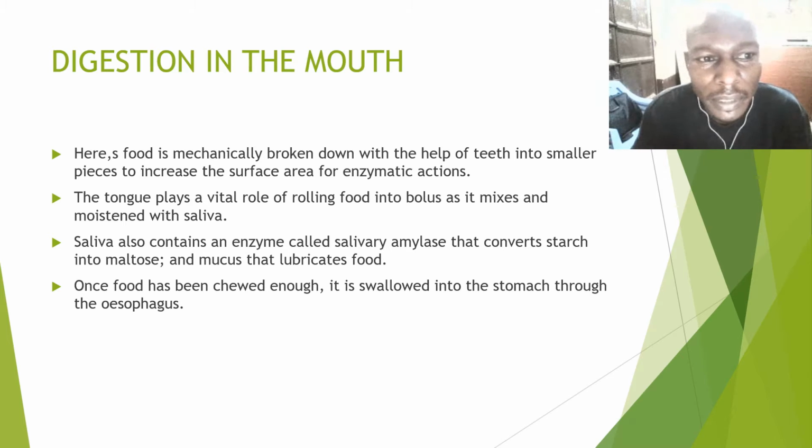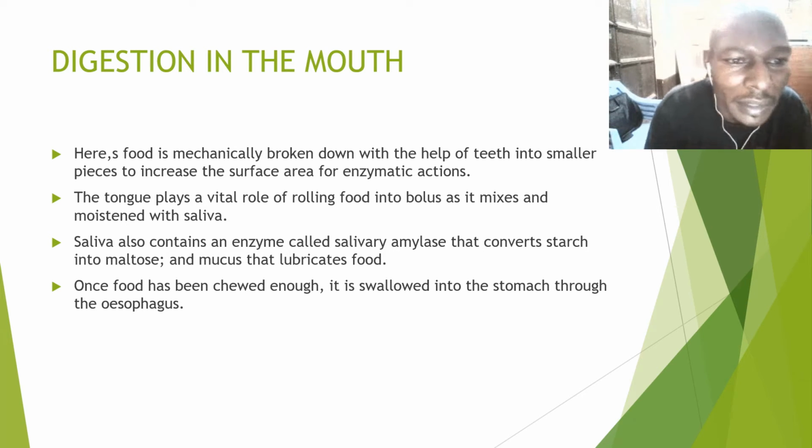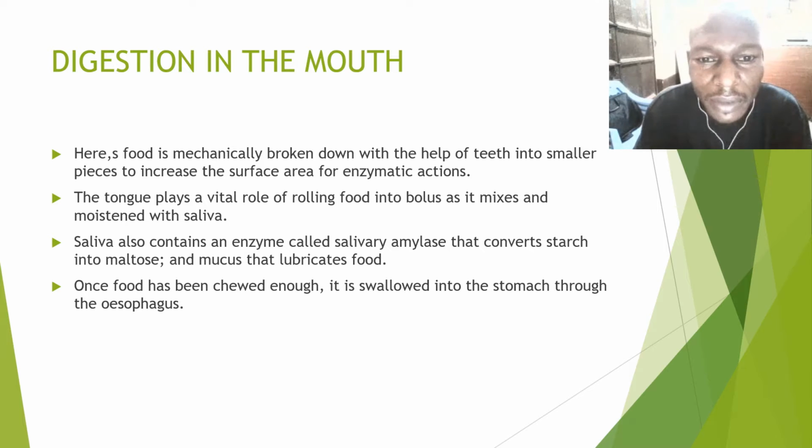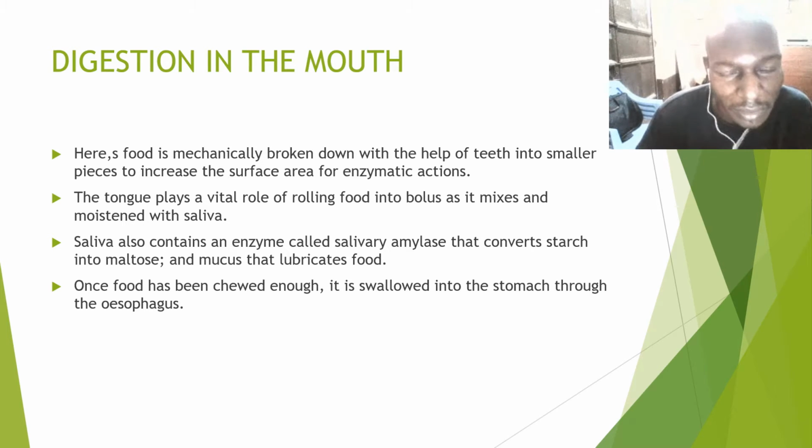Let's begin with the process of digestion now in the mouth. In the mouth, food is mechanically broken down with the help of teeth into smaller pieces to increase the surface area for enzymatic actions. The tongue plays a vital role of rolling food into bolus as it mixes and moistens with the saliva.